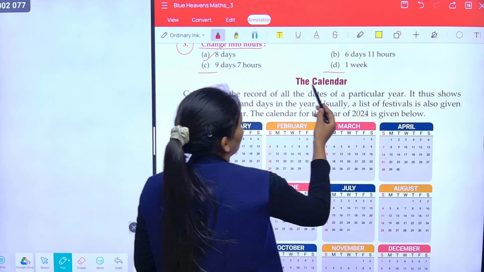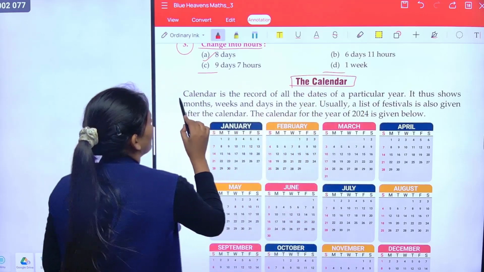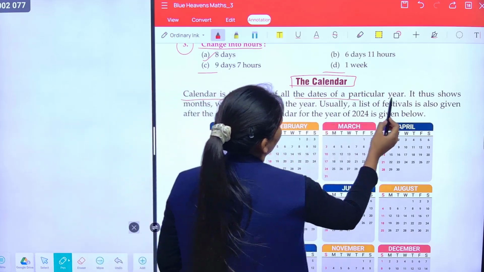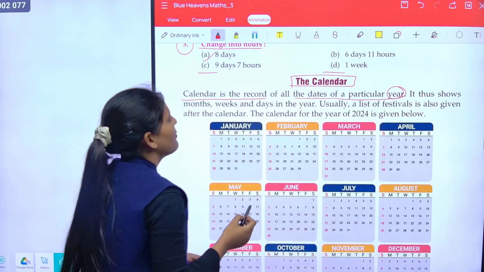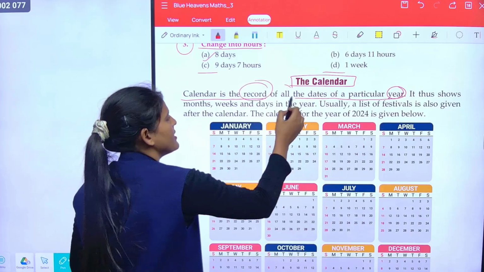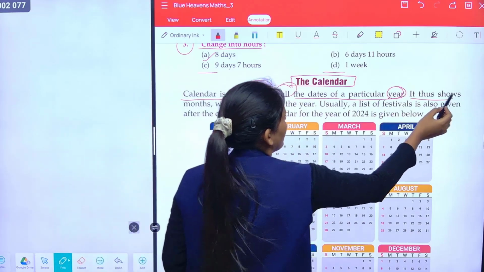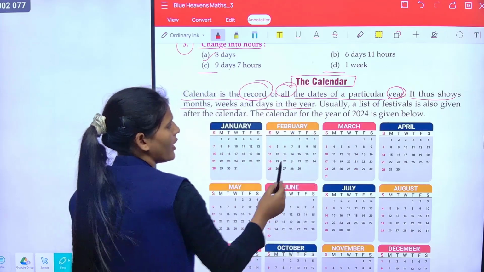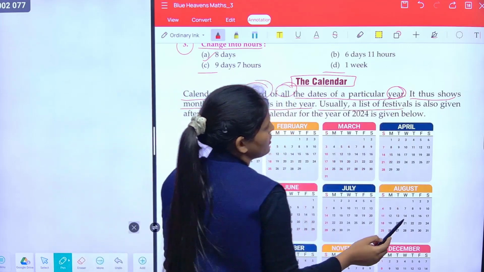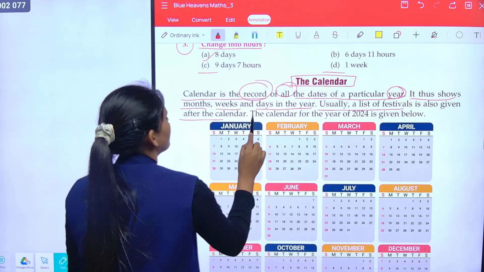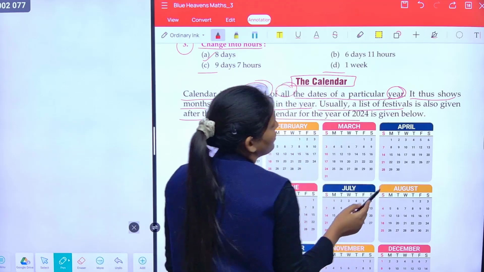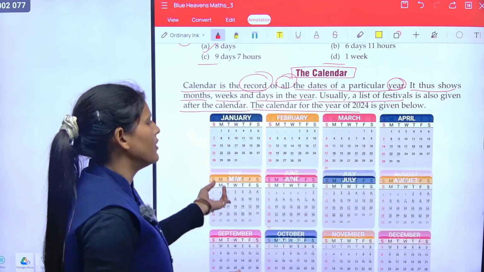Now the calendar. Students, calendar is the record of all the dates of a particular year. कैलेंडर के पास रिकॉर्ड होता है सभी डेट्स का पर्टिकुलर ईयर्स की. It does show months, weeks, days in a year. Usually a list of festivals is also given after the calendar. The calendar of the year 2024 is given below.